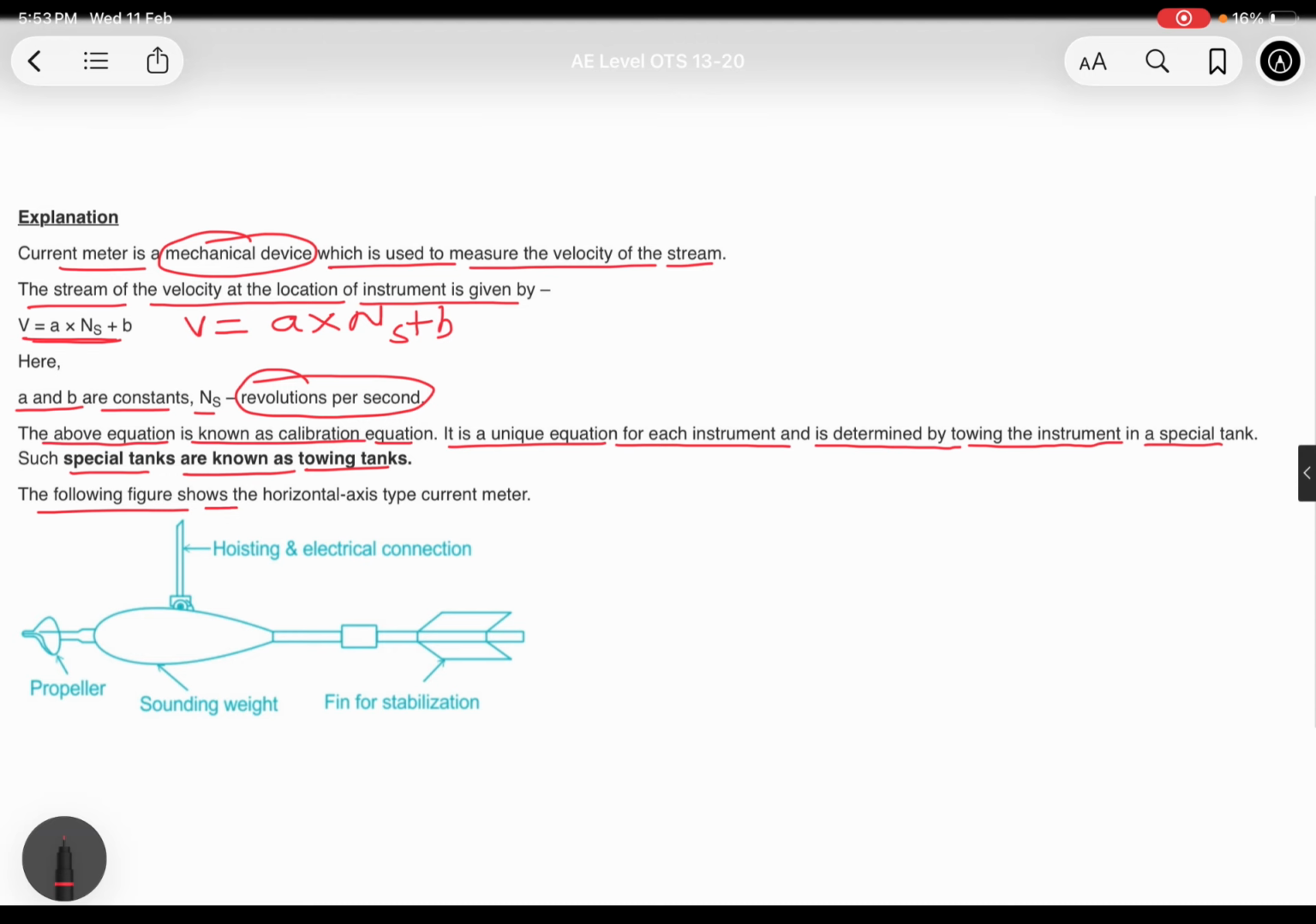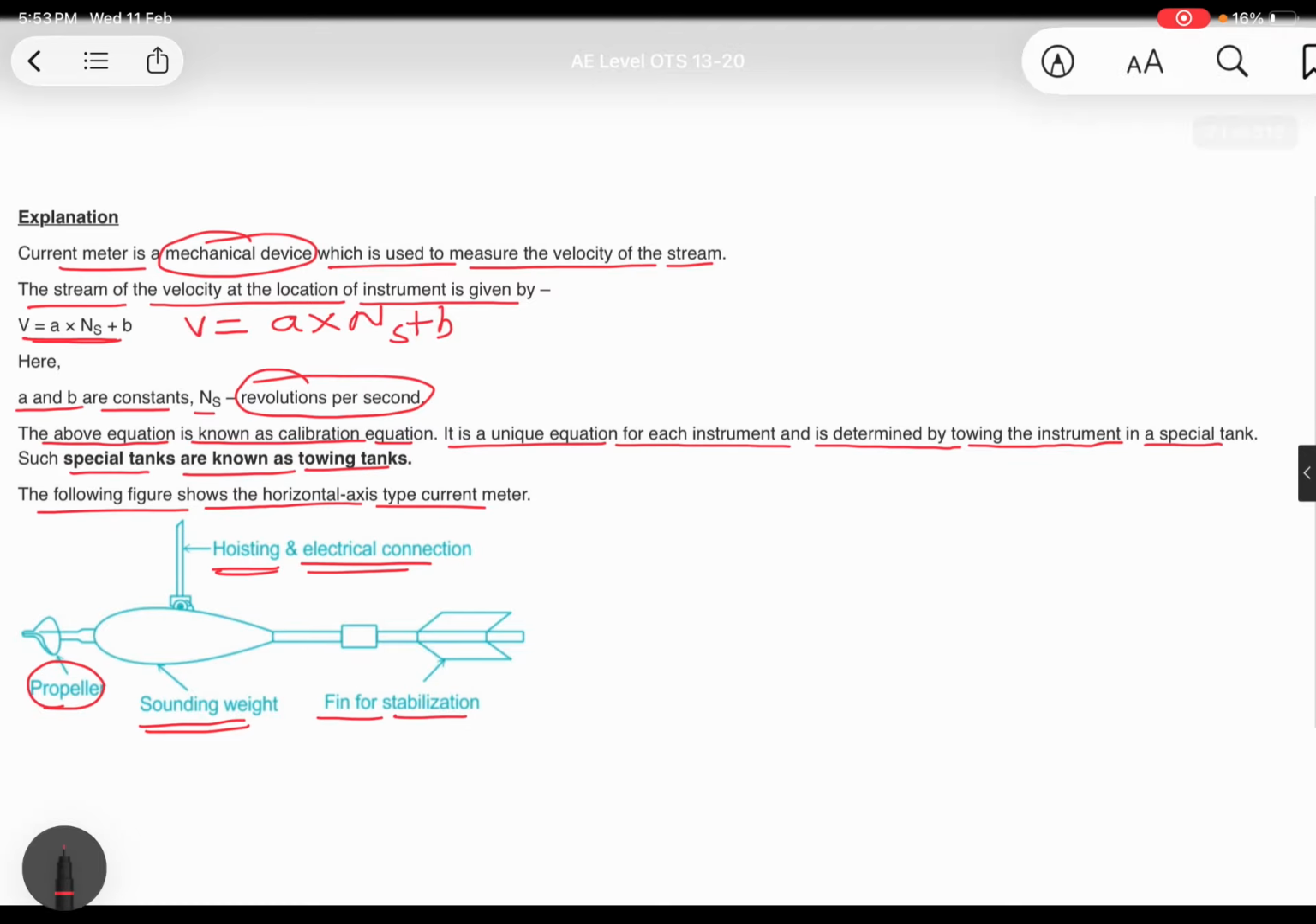The following figure shows a horizontal axis type current meter. Hoisting electrical connection. This is the propeller. This is the sounding weight and the fin for stabilization.